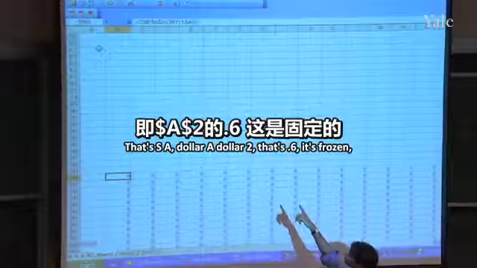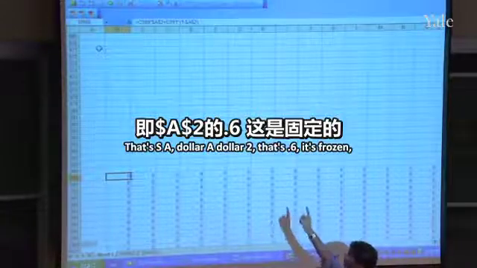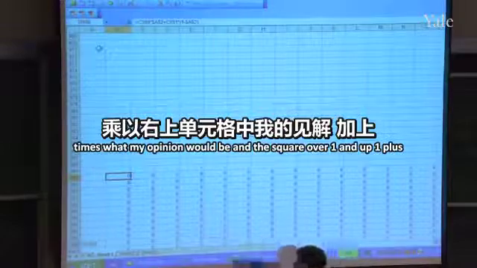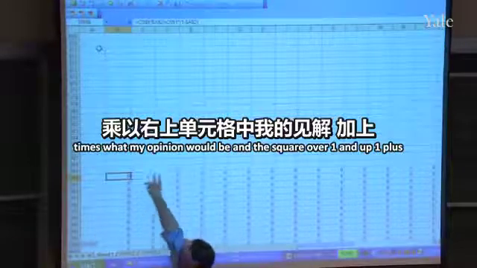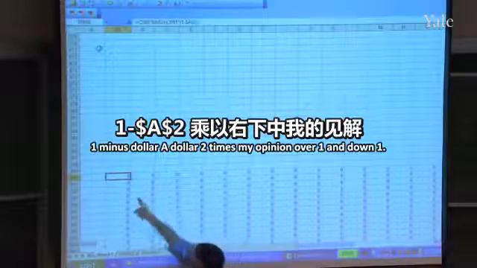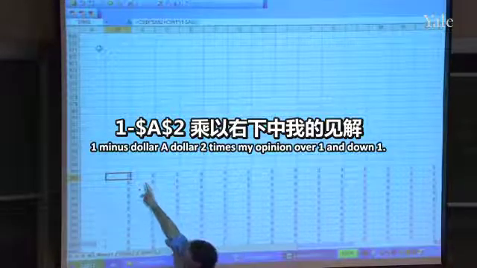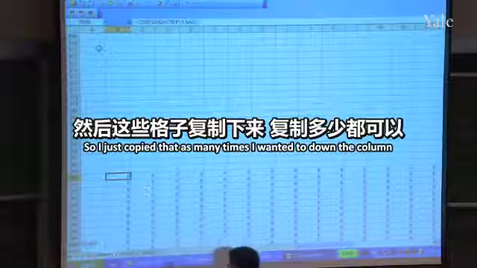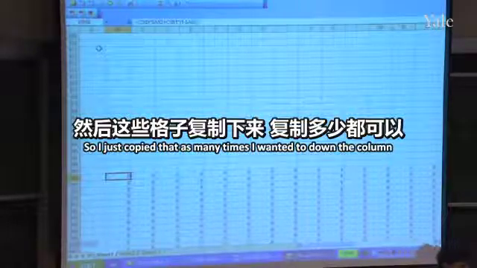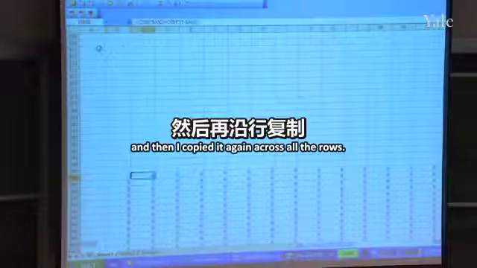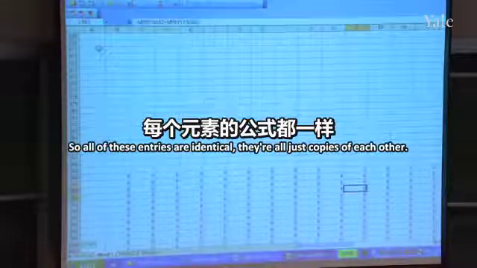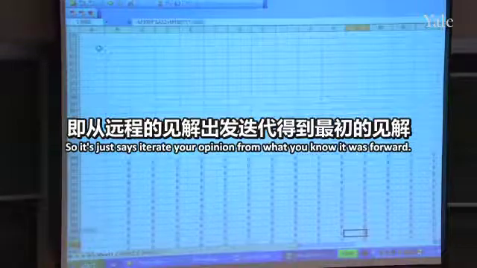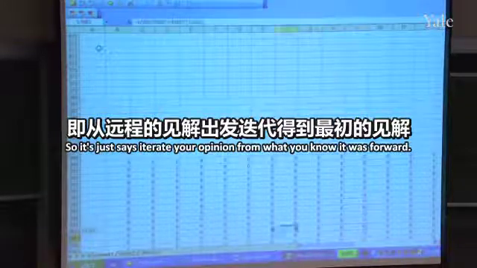That's $A$2, that's 0.6, it's frozen, times what my opinion would be on the square over 1 and up 1, plus 1 minus $A$2, times my opinion over 1 and down 1. So I just copied that as many times as I wanted down the column, and then I copied it again across all the rows. So all of these entries are identical. They're all just copies of each other. Okay, so it just says iterate your opinion from what you know it was forward.